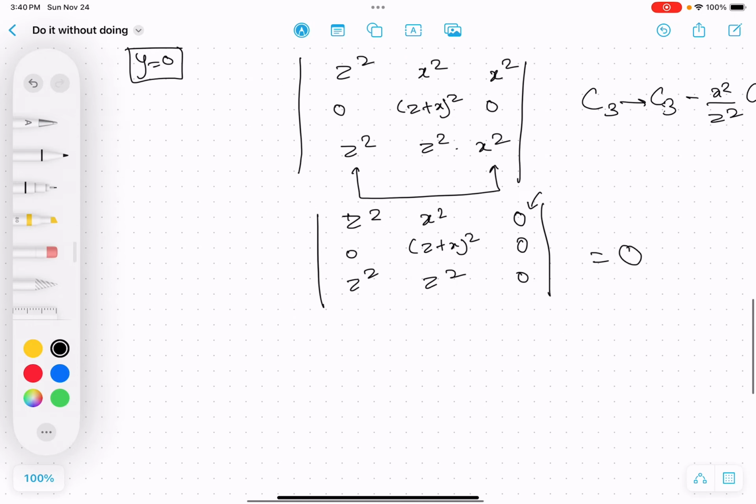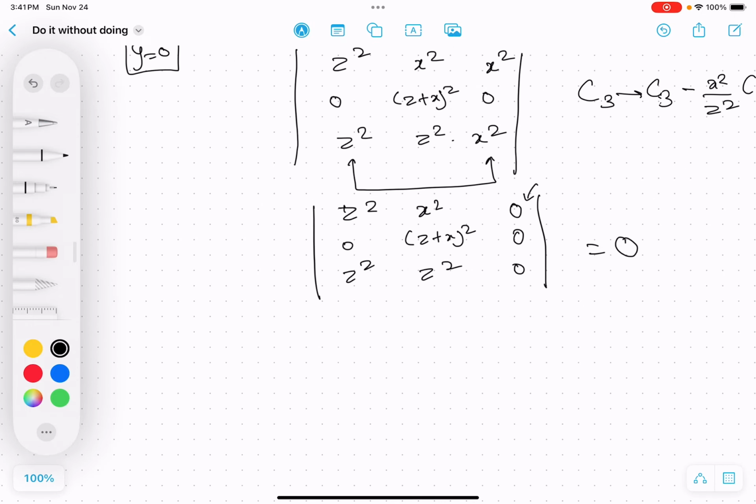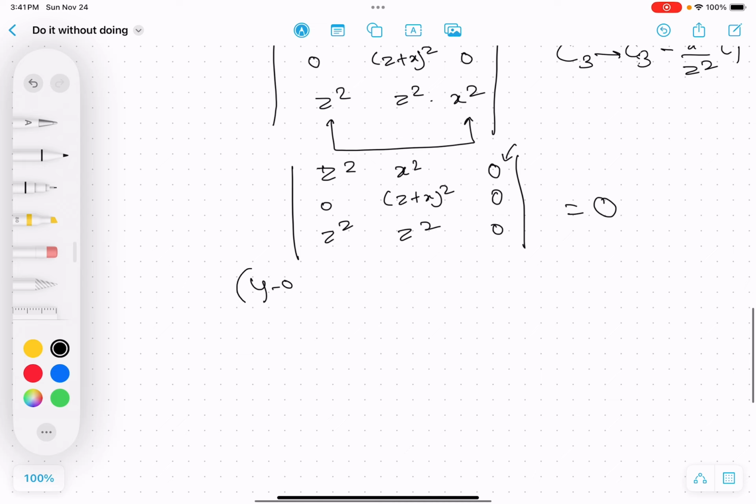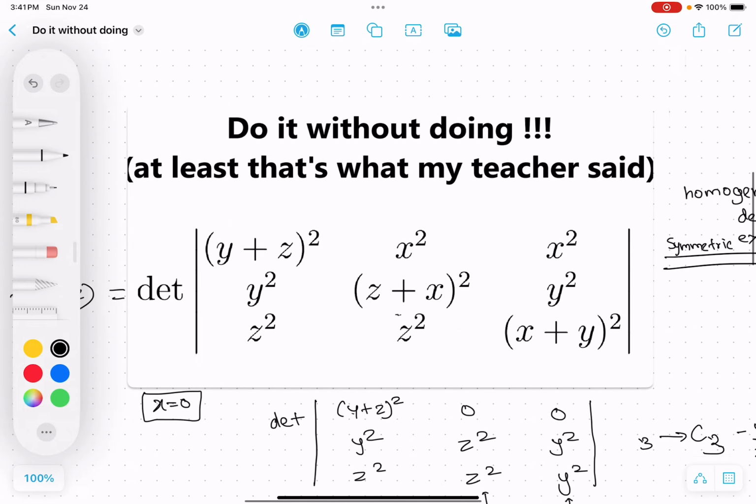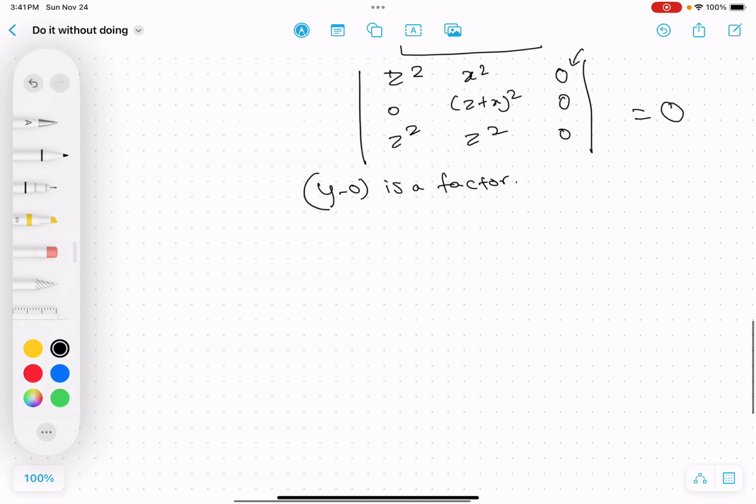So similarly, you can also check that. Since this is 0, we know that y minus 0 is a factor. That means y is a factor of this determinant, right? Okay. Now similarly, you can just try for z equals 0. Again, our determinant will just be 0. So therefore, we will have z minus 0 as a factor. So z is a factor.